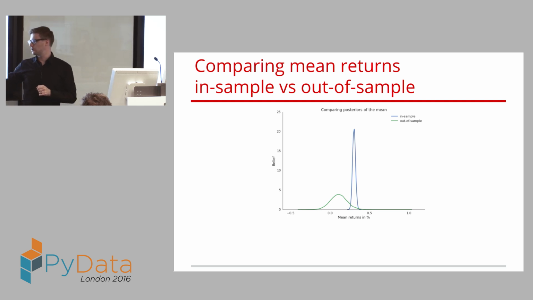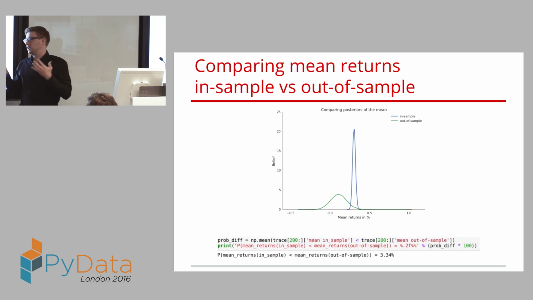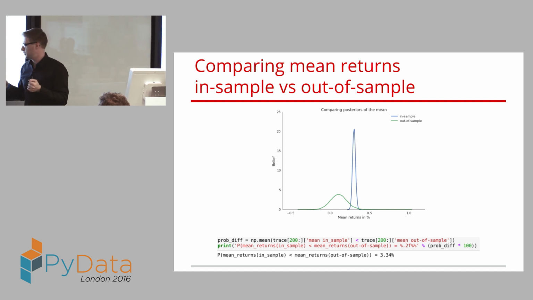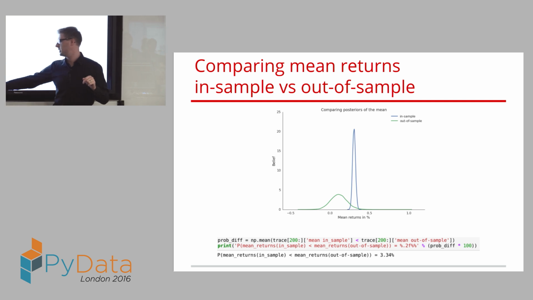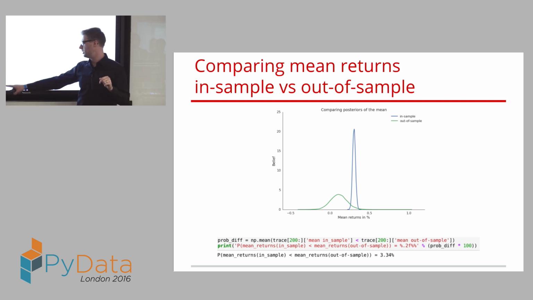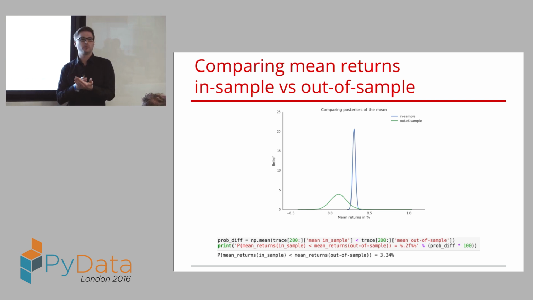But now what is cool about this is that once we have it in this framework, we can very easily ask statistically meaningful questions about that. And if you remember, the main question was, do those two agree? Do they come from the same distribution? I can now ask, what is the probability that the mean returns of my in-sample strategy are below my mean returns in the out-of-sample? And I get back a hard probability number.